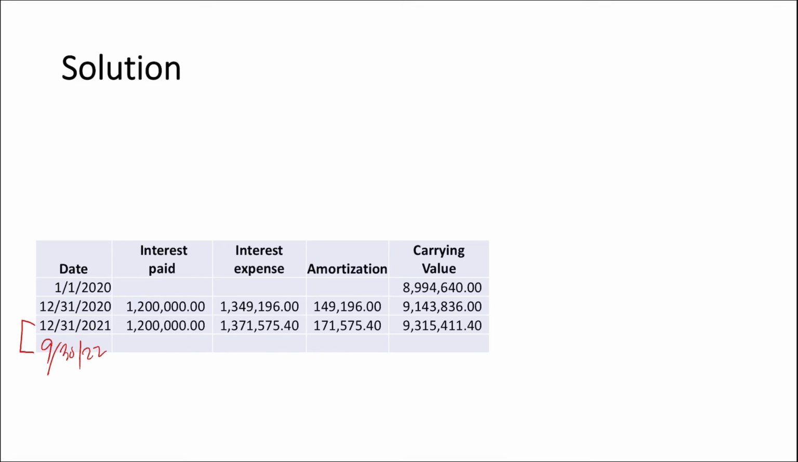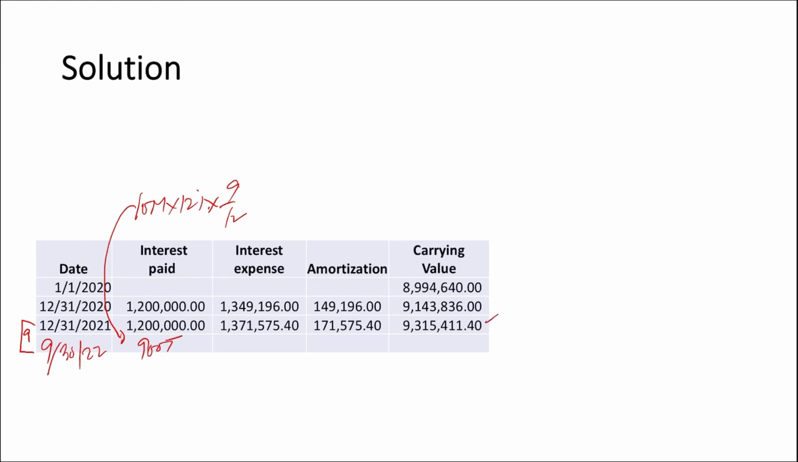Ilang months na lang yan? 9 months. So, yung interest na binabayaran na 1.2 million, that's annual interest payment. No? 10 million times 12%. So, 10 million times 12% times 9 over 12. Magkano yan? Times 0.12 times 9 over 12. That's 900. Okay. Yan. Interest expense.